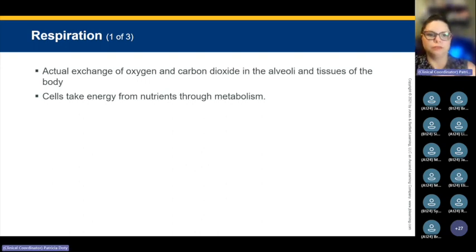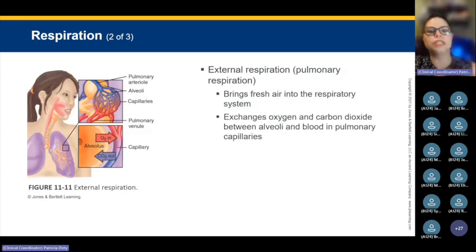All right. And here you see the external respiration or the pulmonary respiration. And this is the process of breathing fresh air into the respiratory system. And then there's the exchange of the oxygen and carbon dioxide between alveoli and the blood in the pulmonary capillaries.